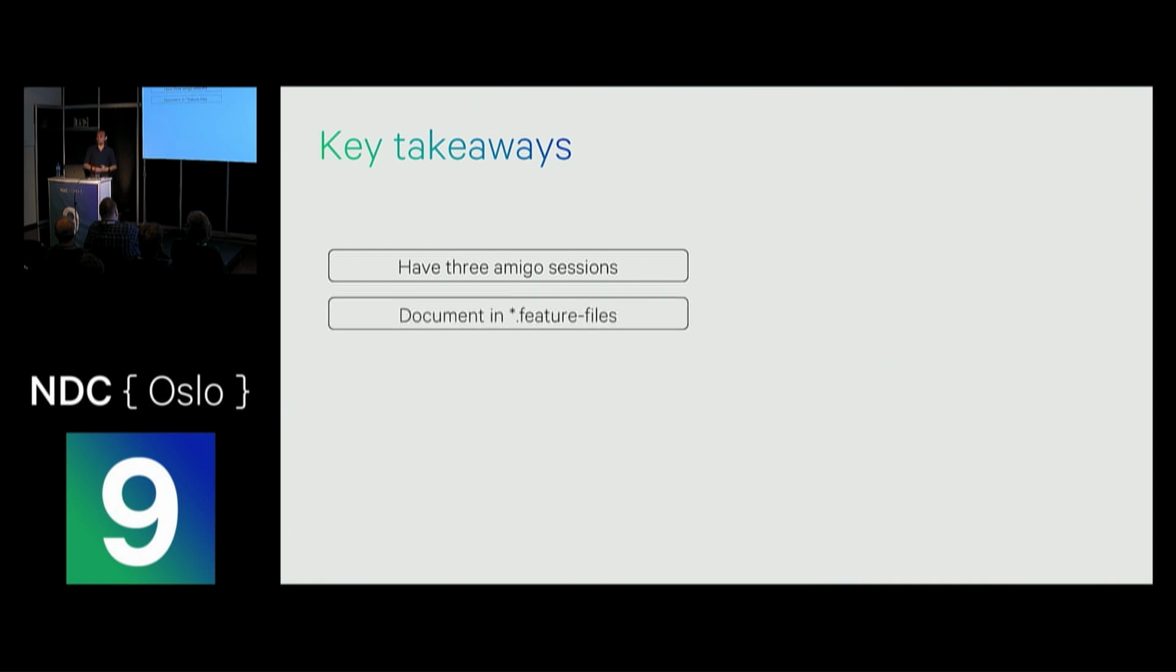The second one, document those in feature files. Obviously, you need to document in some kind of form, making sure that everybody knows what we're talking about. Do it inside of feature files. It's a very common language, just given, when, and then in plain English. Everybody understands that. Next level would be automating that.